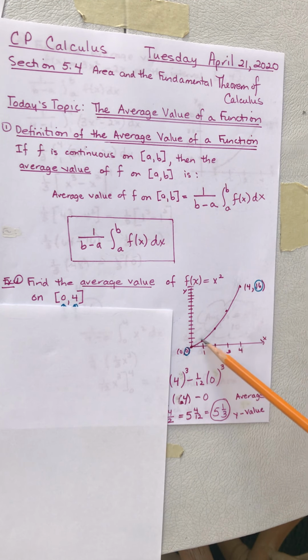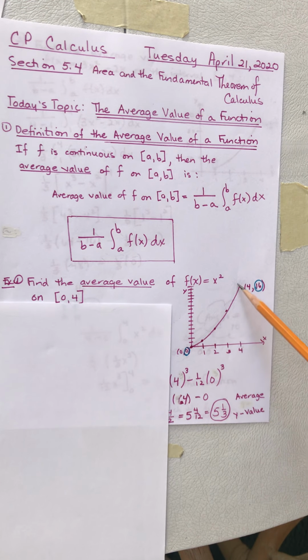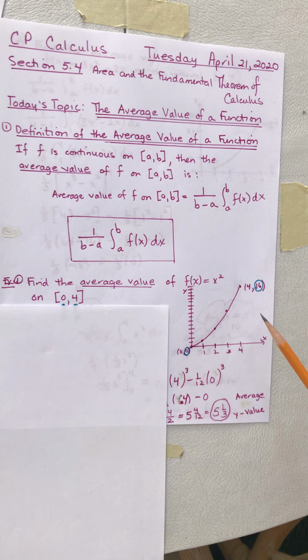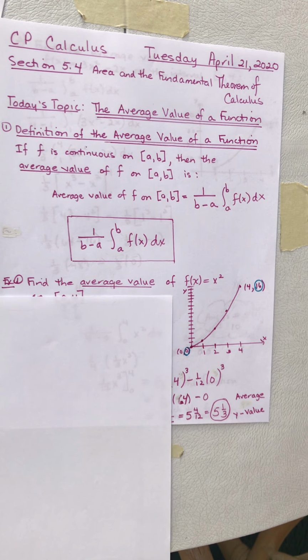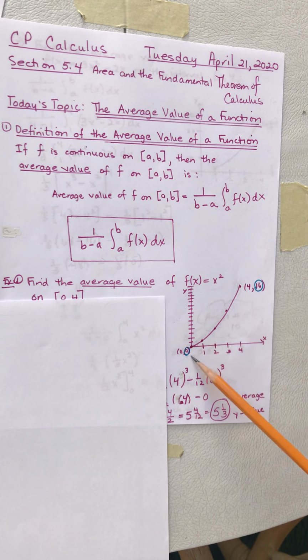Well, this is a continuous function. We can't find every one of these points added up and divided by the number of points, like you would do if you had test scores. If you had your test scores, you could add up all your test scores, divide by the number of test scores, and find your average test score. Those are discrete points, separate values. They're not continuous. You can't have a test score of 18.456.